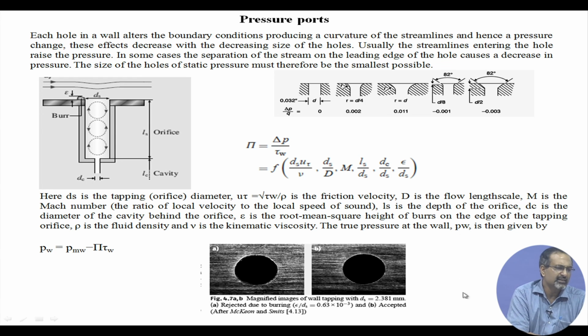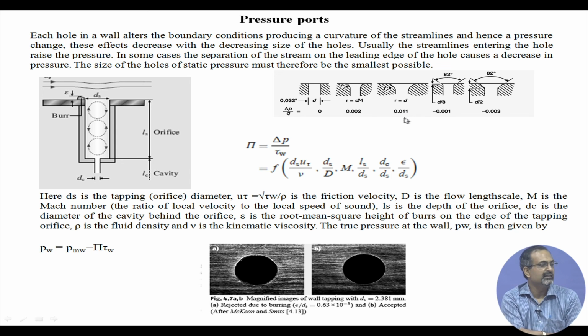So it may look like a very innocent orifice, but it has a lot to do with what kind of pressure signal you are going to pick up from it. So these first two lines actually explain to some extent why it is important. It says that each hole in a wall alters the boundary conditions, producing a curvature of streamlines and hence a pressure change. These effects decrease with the decreasing size of the holes.